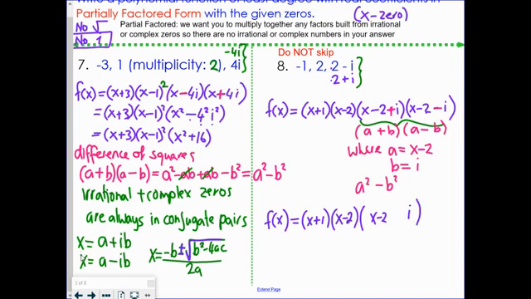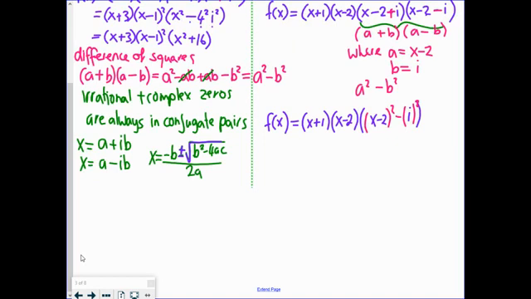Both of them need to be squared, and there's a minus that goes between them. Now let's simplify that. Let's work out what this is. We've got x plus 1, x minus 2, then x minus 2 squared. Think about it: x minus 2 times x minus 2. If you can do it in your head, that's wonderful. If you can't, let's work out what it is.